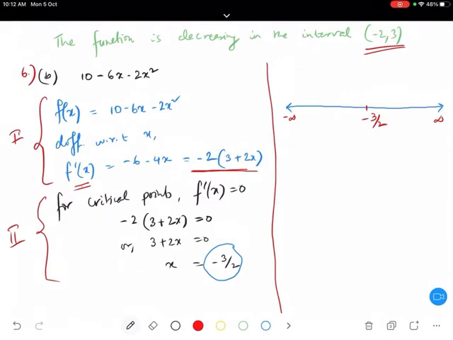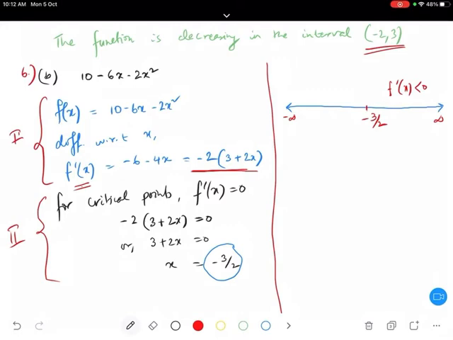So the value of f dash x is minus 6, right? So what we can say, on the right hand side of minus 3 by 2, no matter what value you put more than minus 3 by 2, the value of the slope is negative. So f dash x is less than 0 for all values greater than minus 3 by 2.